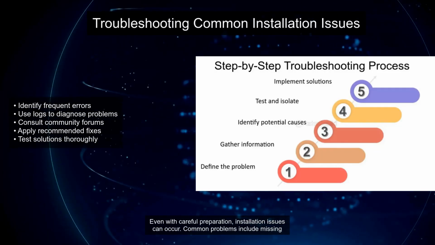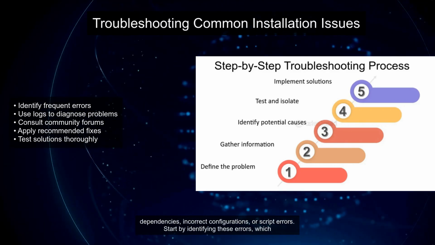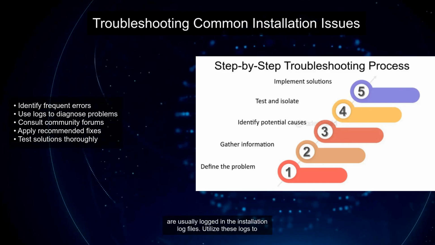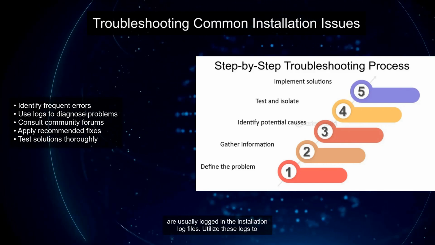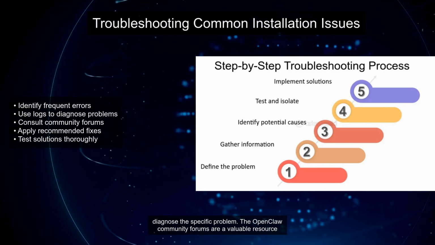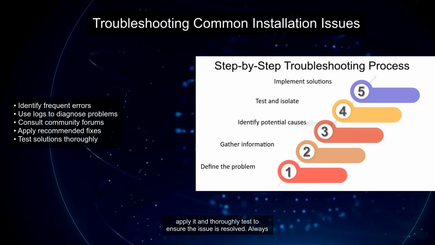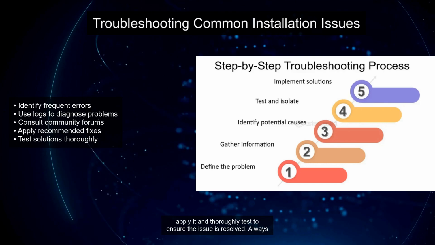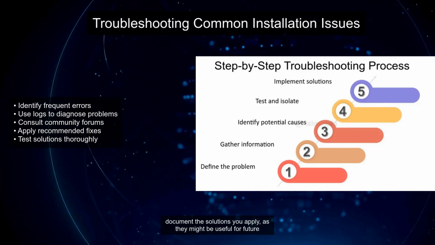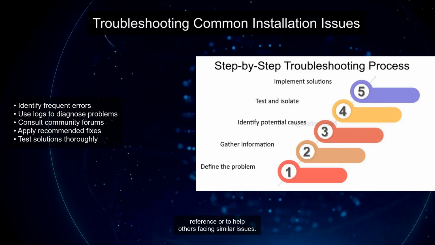Even with careful preparation, installation issues can occur. Common problems include missing dependencies, incorrect configurations, or script errors. Start by identifying these errors, which are usually logged in the installation log files. Utilize these logs to diagnose the specific problem. The OpenClaw community forums are a valuable resource for troubleshooting advice and recommended fixes. Once you have a potential solution, apply it and thoroughly test to ensure the issue is resolved. Always document the solutions you apply, as they might be useful for future reference or to help others facing similar issues.